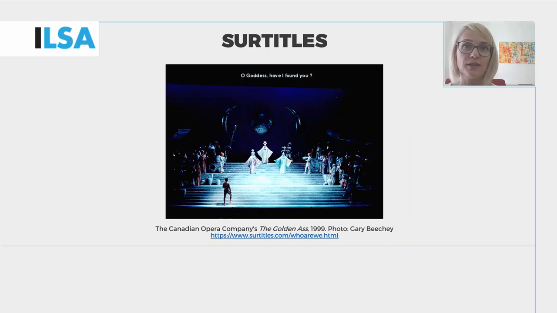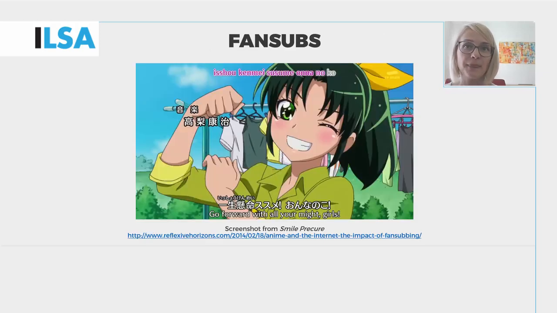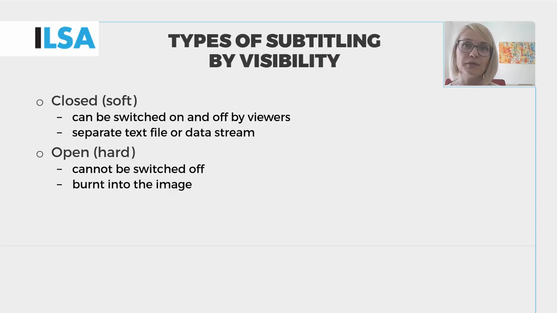surtitles, which are used in the opera or theater and are usually displayed above the stage, bilingual subtitles, which are subtitles displayed in two languages simultaneously, and fan subs, which are subtitles made by fans, usually containing extra information or explanations.